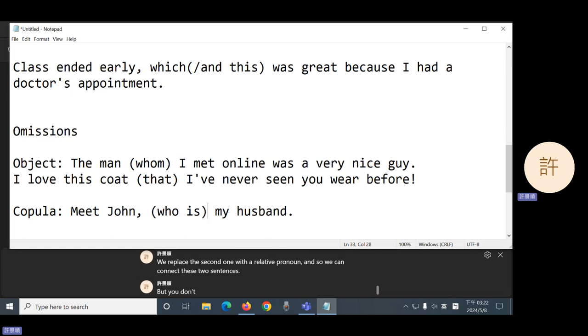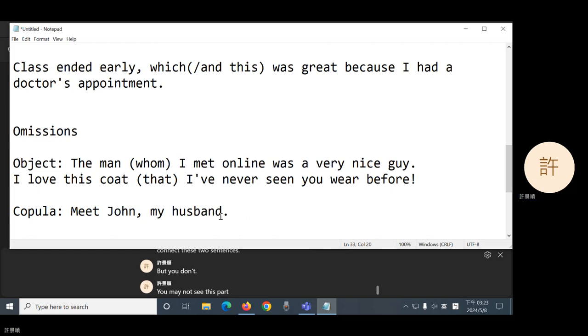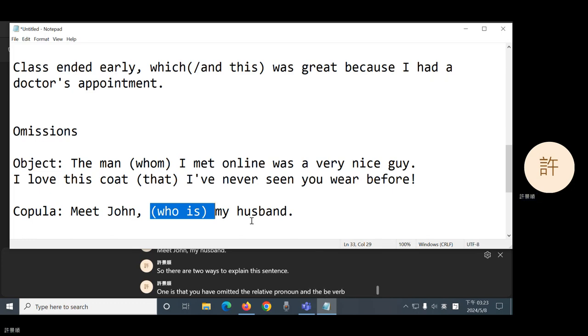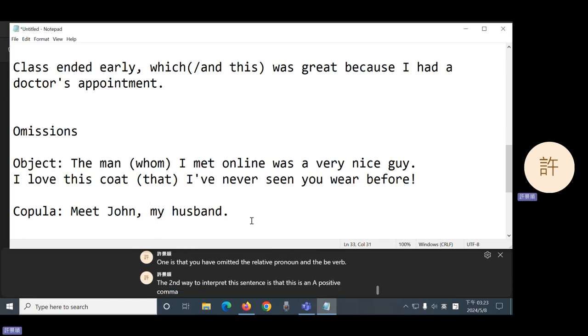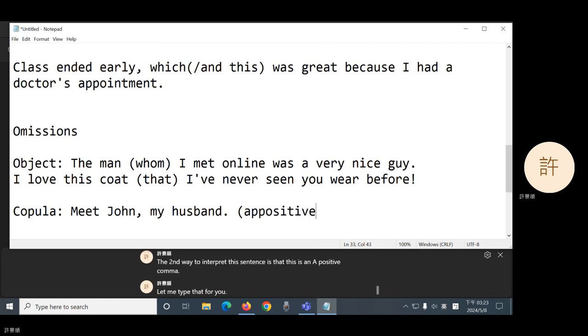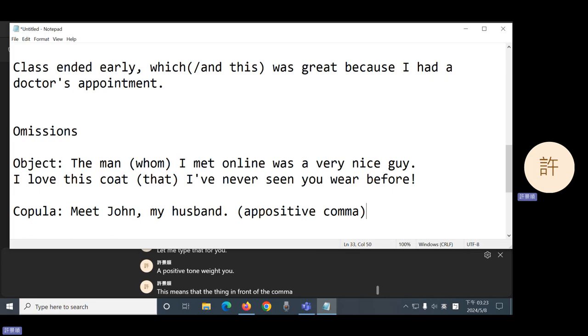But you may not see this part. "Meet John, my husband." So there are two ways to explain the sentence. One is that you have omitted the relative pronoun and the be verb. The second way to interpret this sentence is that this is an appositive comma. Let me type that for you. An appositive, 同位语. This means that the thing in front of the comma is the same as the thing after the comma. The comma is like an equal sign. John is my husband. My husband is John. Two different ways of understanding the grammar, but the sentence looks and means the same thing.